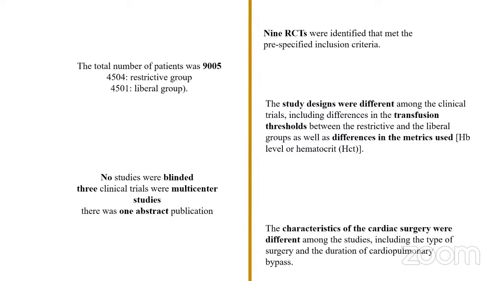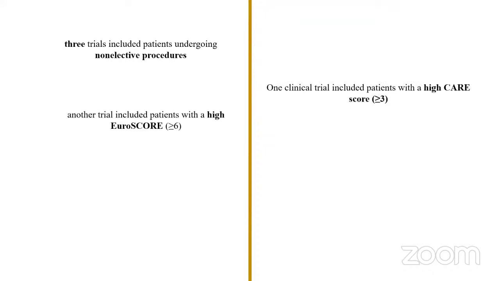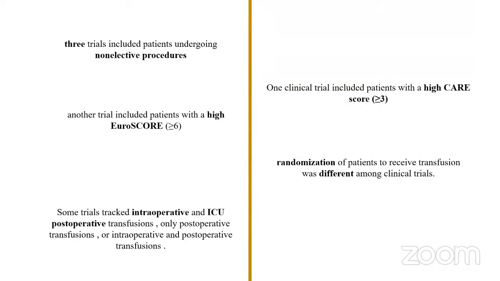The characteristics of the cardiac surgery were different among the studies, including the type of surgery as well as the duration of cardiopulmonary bypass. Three trials included patients undergoing non-elective procedures. One clinical trial included patients with a high CARE score, and another trial included patients with a high ERA score. The randomization of the patients who received transfusion was different among the clinical trials, and some trials tracked the intraoperative as well as the ICU and the postoperative transfusion, whereas other studies only tracked the postoperative transfusion and intraoperative transfusion.